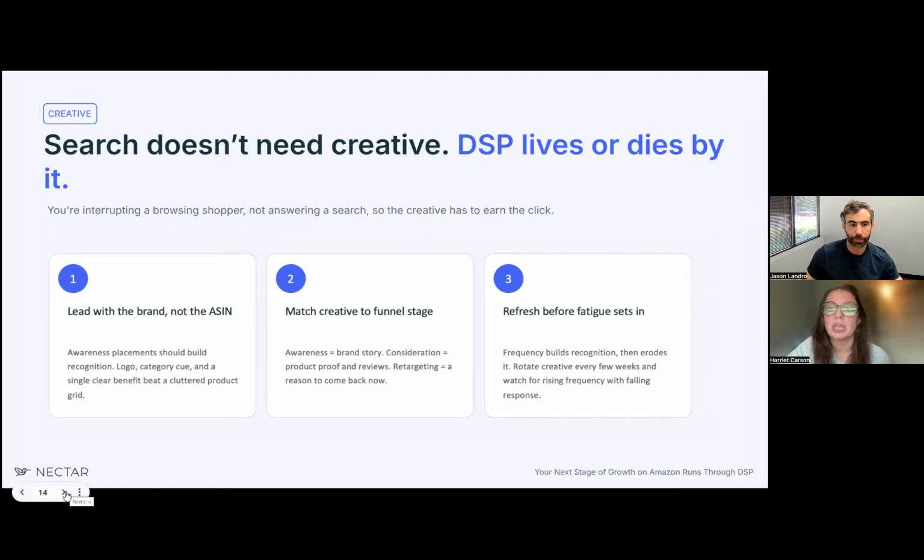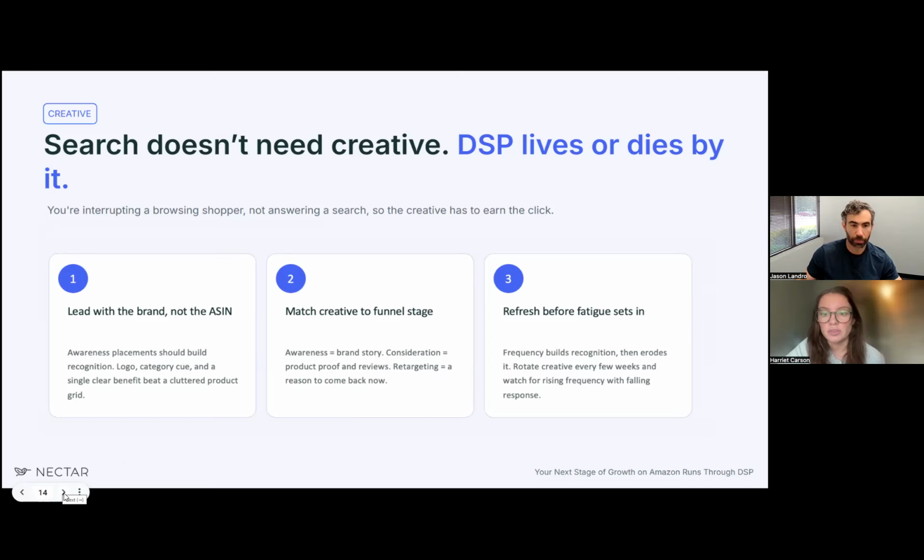It needs to communicate what your brand stands for almost immediately. It needs to answer one simple question. Why should I care? That doesn't necessarily mean flashy creative. In fact, some of the best performing DSP creatives are very, very simple. For example, UGC performs really well for some brands, but it could also mean strong imagery, a clear value proposition, easy to understand messaging.